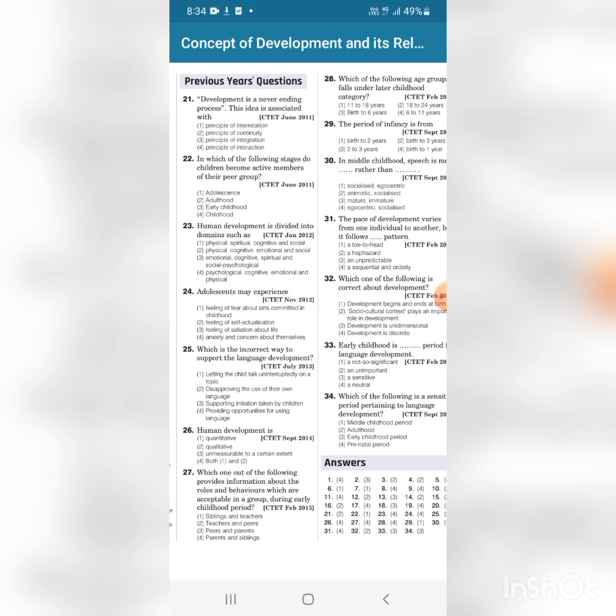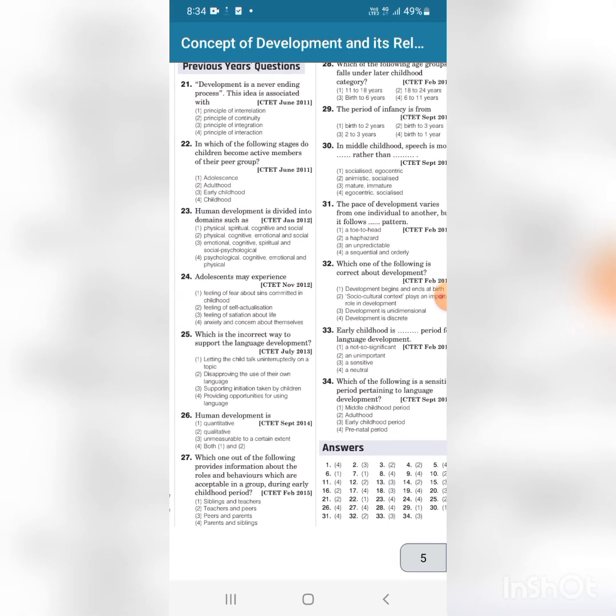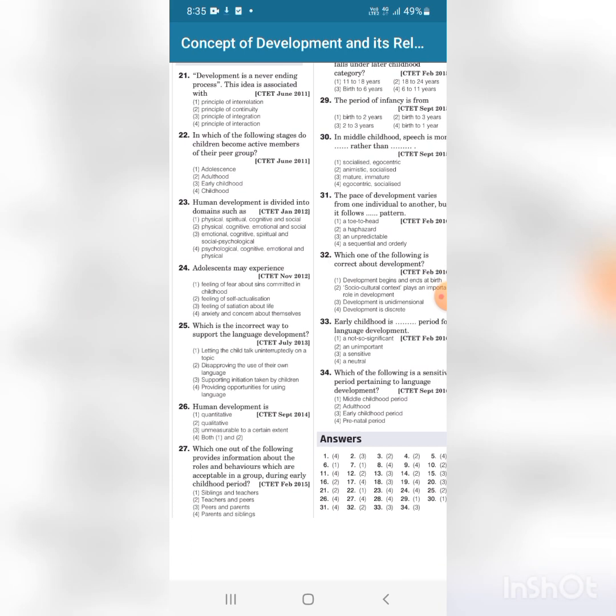Question number 25. Which is the incorrect way to support language development? Sorry, the incorrect way to support language development would be disapproving the use of their own language. Language development would be supported by letting the child talk uninterruptedly on a topic, supporting initiation taken by children, providing opportunities for using language.